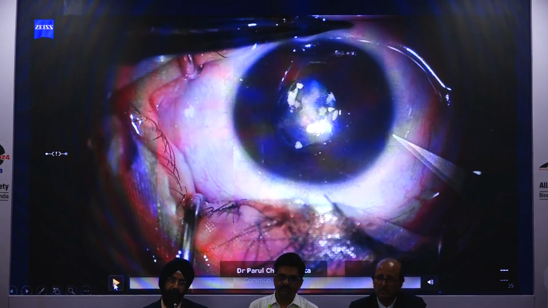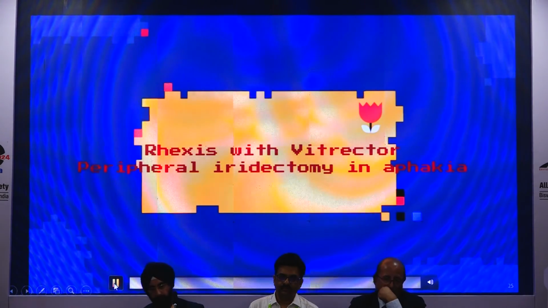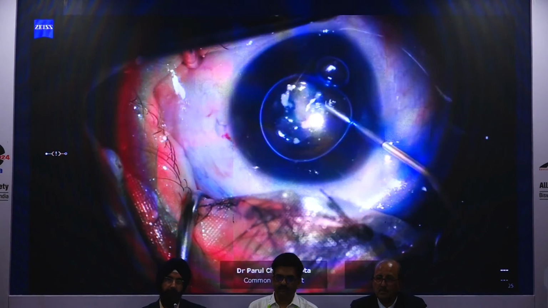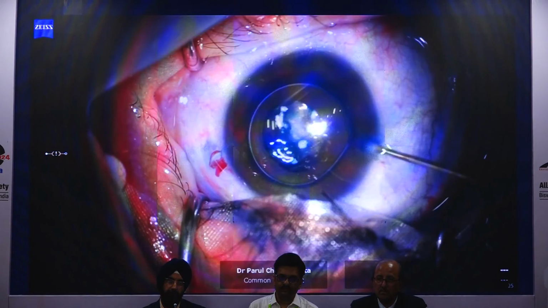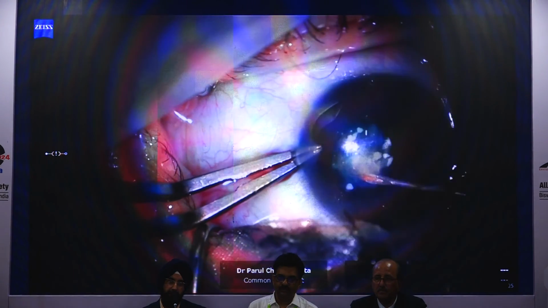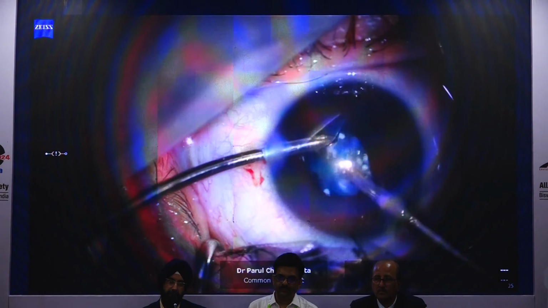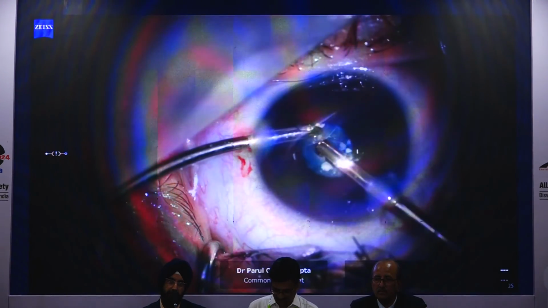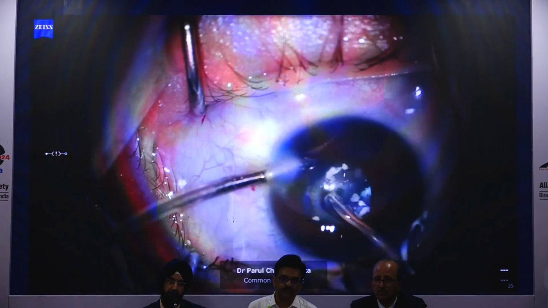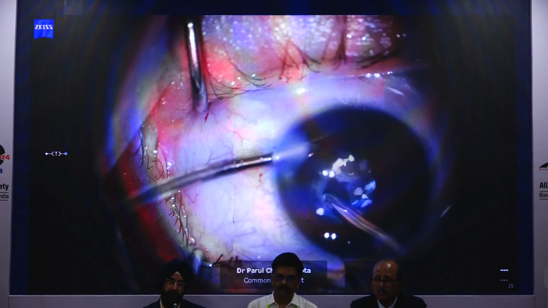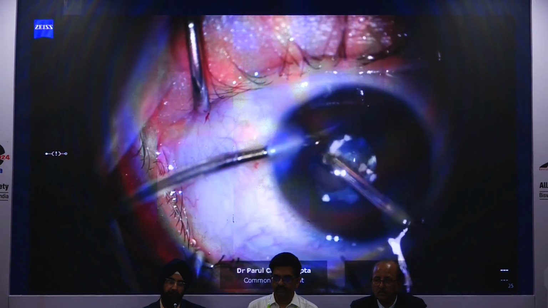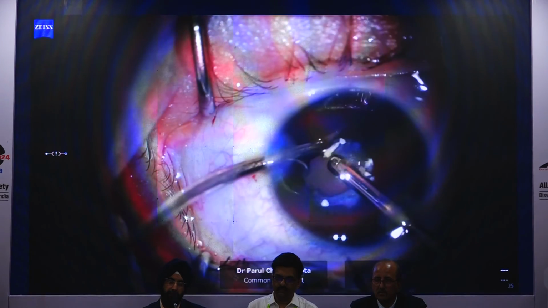This was another video in which there was a calcified anterior capsule, so we used the vitreous cutter to cut the anterior capsule. So we were unable to use the cystotome for making an opening, so we used the cutter in the cut IA mode. This was an almost absorbed cataract with calcification.